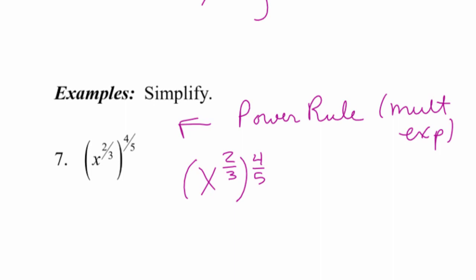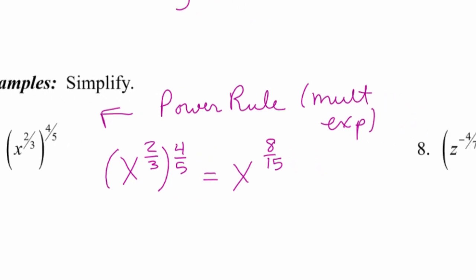And remember, with multiplication of fractions, you don't need an LCD, no least common denominator. You just multiply straight across. So that's x to the 8/15, which does not reduce further. And you can leave that in exponential form like that. You don't have to put the radical. So this is good. All right, let's go to 8.